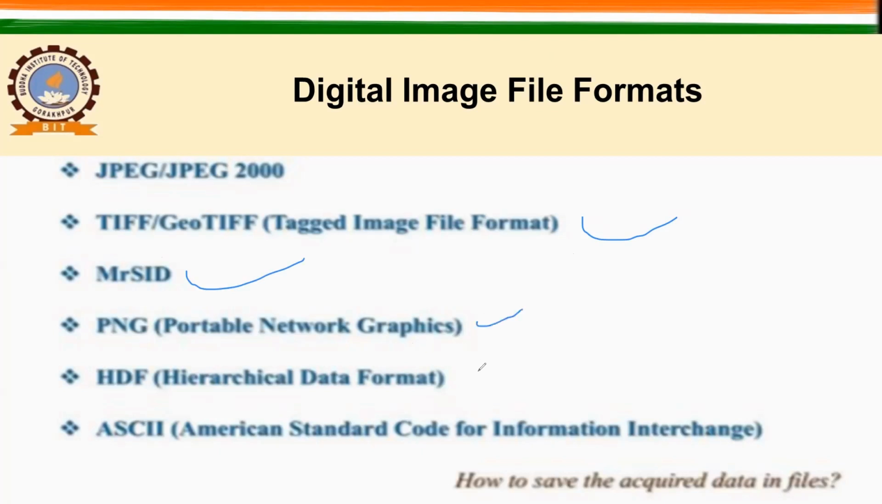HDF, hierarchical data format, and ASCII, that is American Standard Code for Information Interchange. So remember, ASCII is also a file format in which you can save your image, but here the visualization will be only in number form. So you can save all your digital number, DN values acquired by your sensor, and then subsequently you can import this in MATLAB or C or maybe other remote sensing software, or you can always see your image.